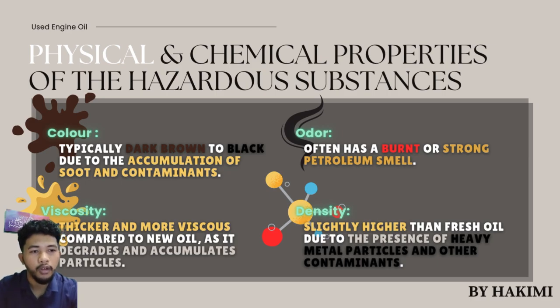Physical and chemical properties of the hazardous substance, which is the used engine oil. Firstly, physical. For the color of the used engine oil, it is typically dark brown to black, due to the accumulation of soot and contaminants. Second is viscosity, which is thicker and more viscous compared to new oil, as it degrades and accumulates particles, which is different from the new oil.